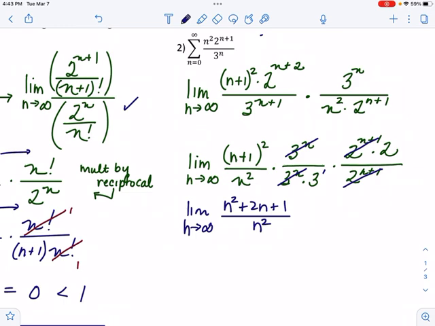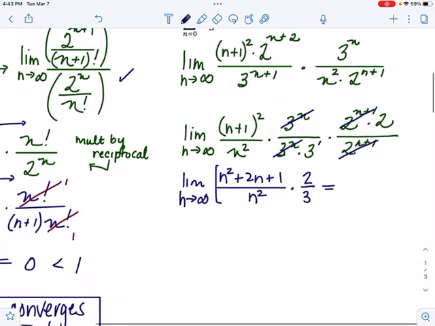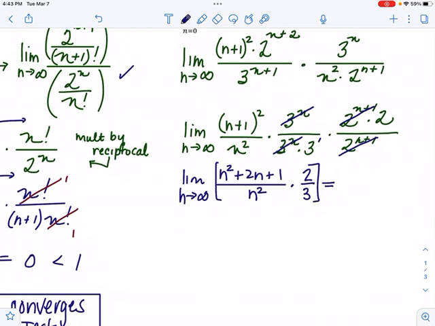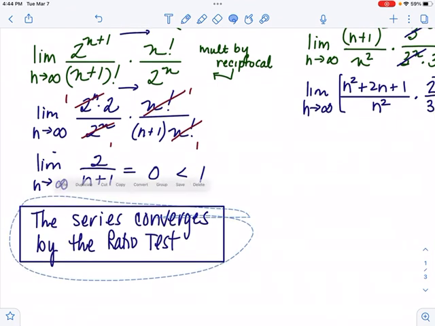And then I've got an extra factor of 2, right? So I've got a 2, and do I have a 2 and a 3, right? So it's not really going to matter there. So you can see that the limit as it goes to infinity of this expression, we use the limit product rule. So we're going to take the limit of the n squared fraction. That's just going to be 1, n squared plus 2n plus 1 over n squared. That's going to be 1 times 2/3. So it's equal to 2/3, which is less than 1. Therefore, the series converges by the ratio test.